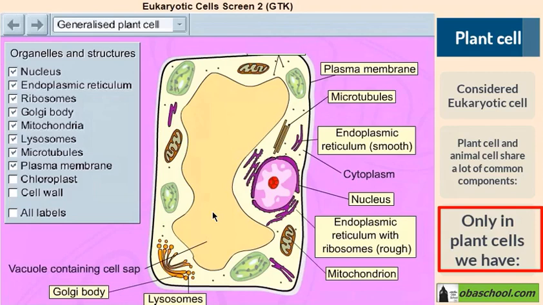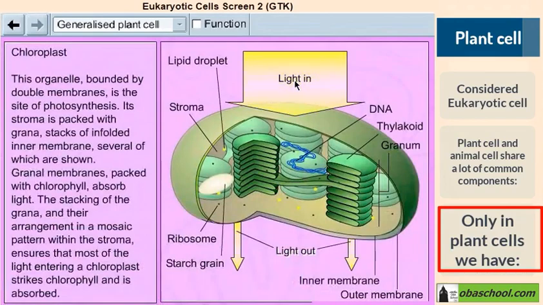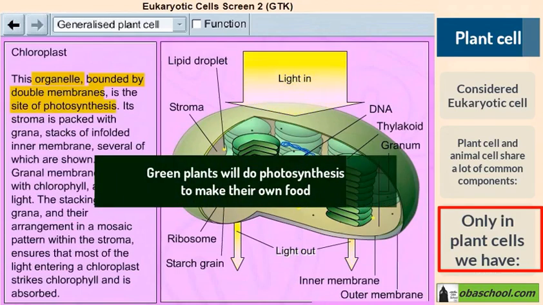The other structure found only in plant cells is the chloroplast. The chloroplast is an organelle bounded by double membranes, and it is the site of photosynthesis. You all know that green plants will do photosynthesis to make their own food.